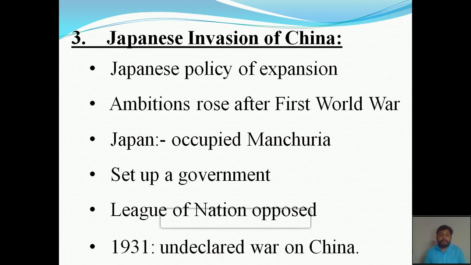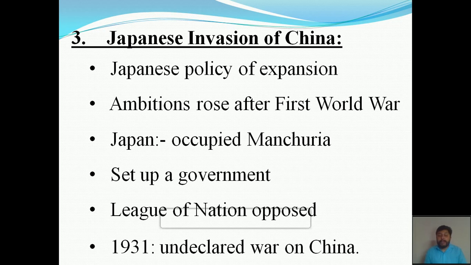So as a result, by 1931, Japan started an undeclared war on China. After occupying Manchuria, Japan started to move towards China. They haven't declared any war on China, but in 1931 they started an undeclared war on China.